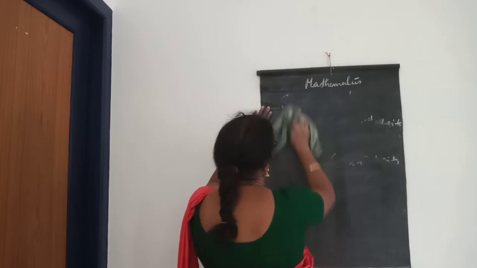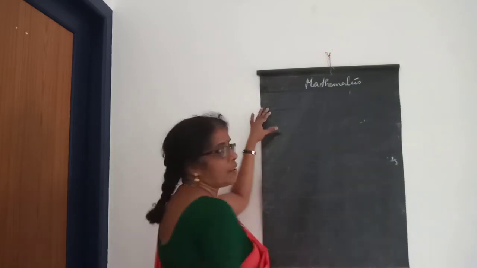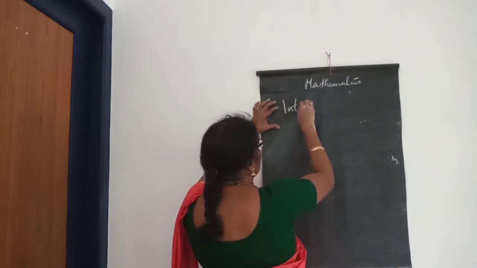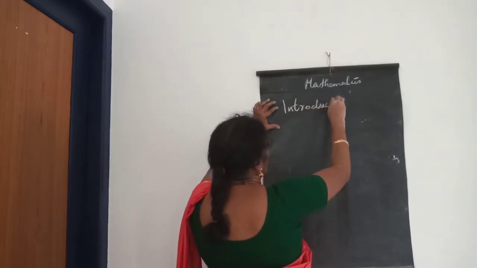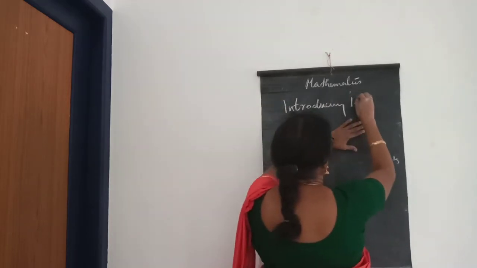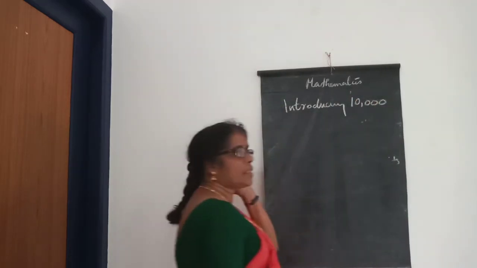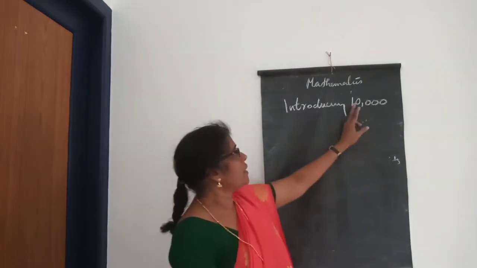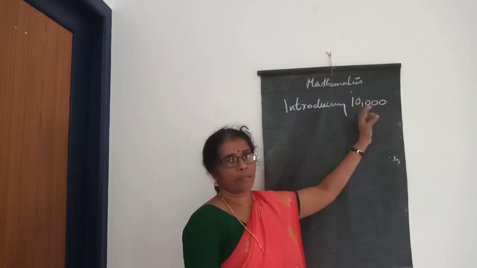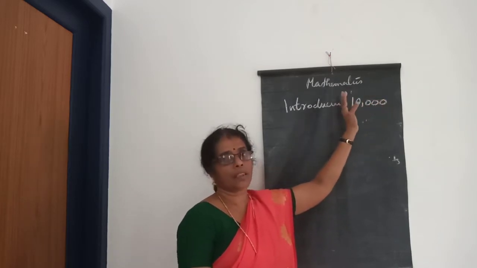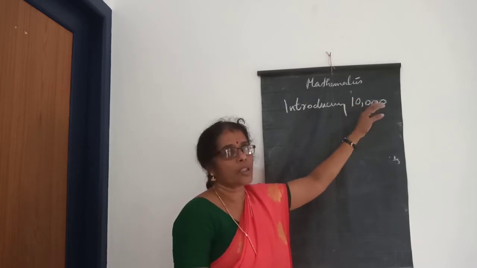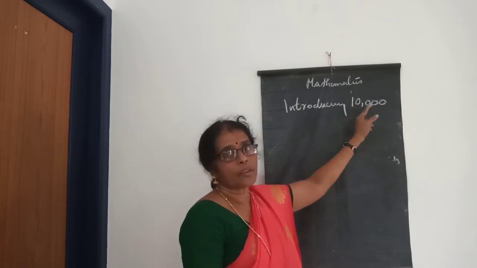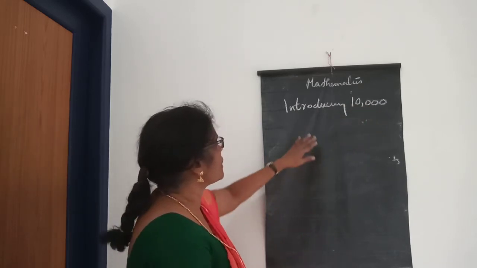Then next, introducing 10,000. Okay, children, 10,000 is a 5-digit number. 1, 2, 3, 4, 5. In that 10,000, how many zeros are there, children? 4 zeros are in the 5-digit number. In introducing 10,000, look here, children.